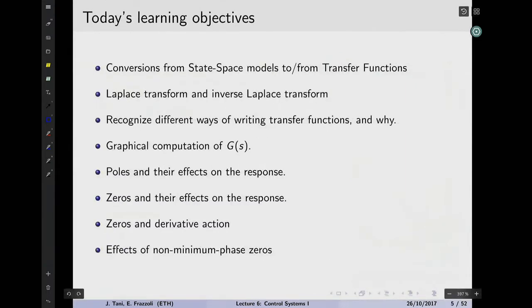So today, what are we going to do? We're going to finish last week's class, in the sense that we're going to continue talking about transfer functions. We'll see how we can express transfer functions, and we'll do a little bit of sectioning of them, and we'll see what each term of the transfer function tells us, and how it is related to the system.